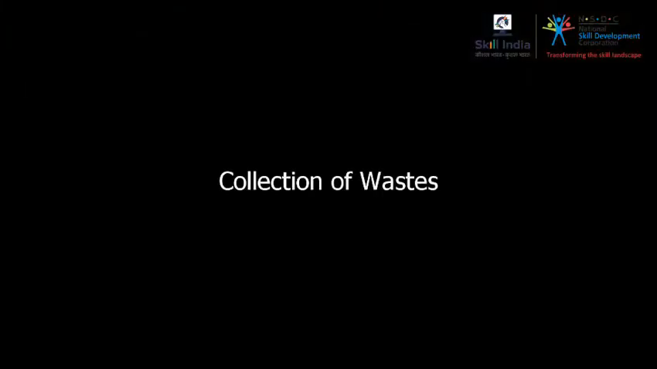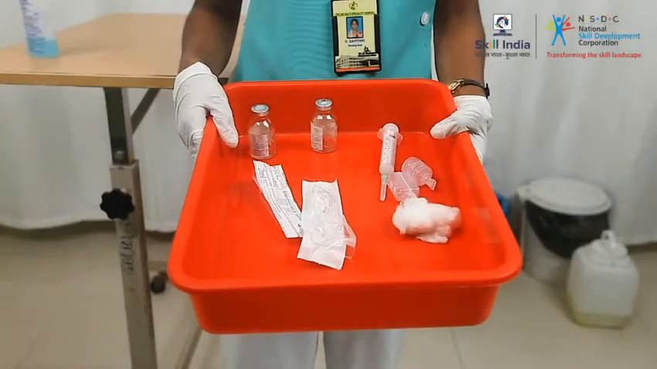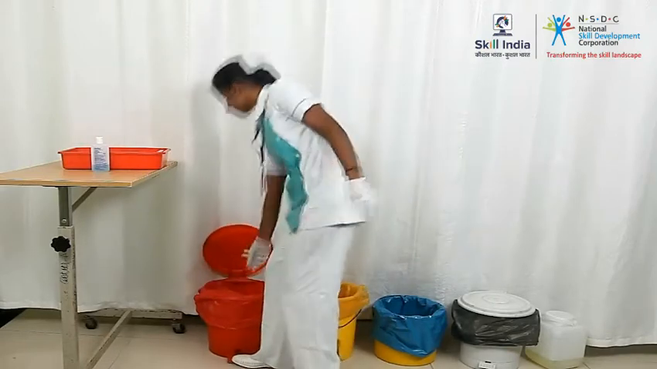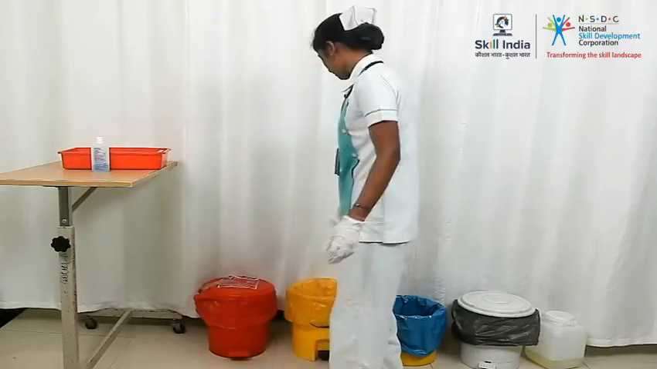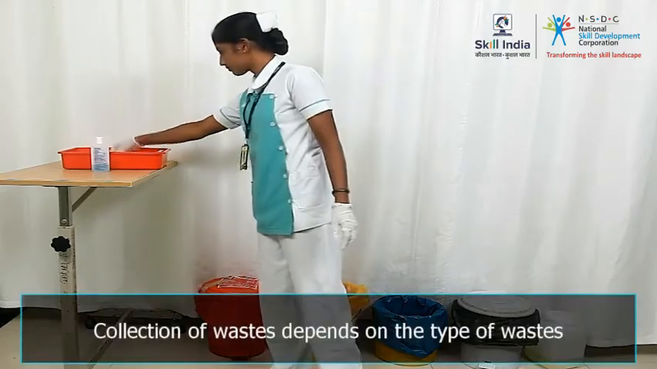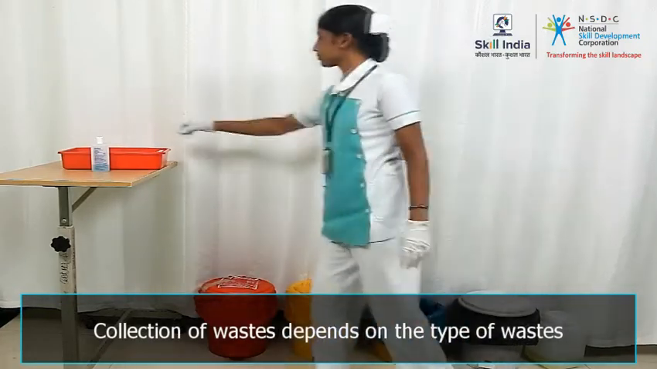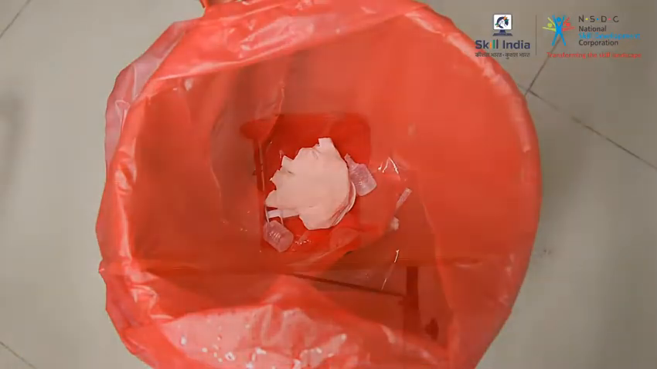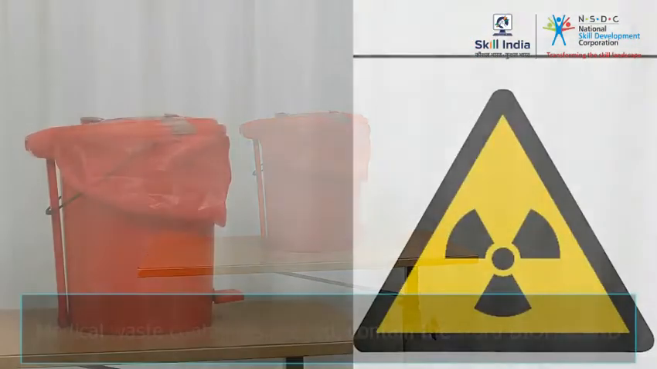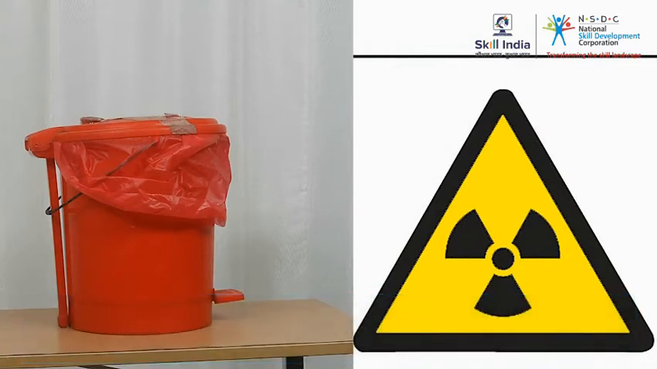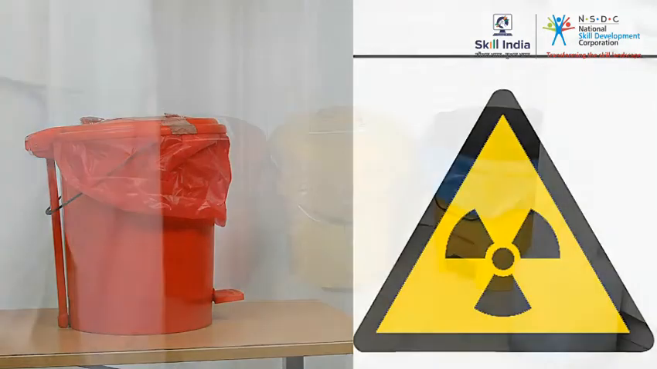Collection of waste. Medical waste must be collected and stored prior to treatment in a way that eliminates the possibility of interaction with humans or the environment. The method of collection and storage generally depends on the specific type of waste. Medical waste containers are generally red, contain the word biohazard, and are imprinted with the universal three-sided biohazard symbol. This standardization immediately identifies these containers as medical waste.